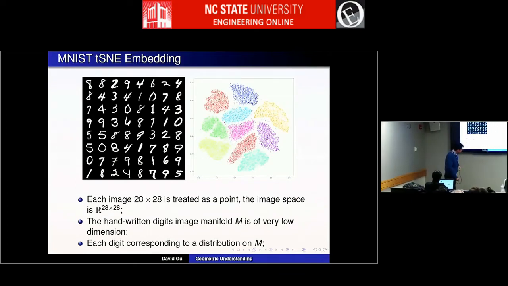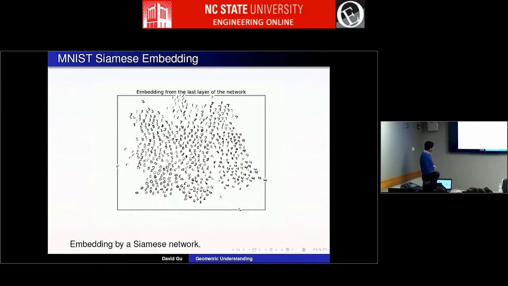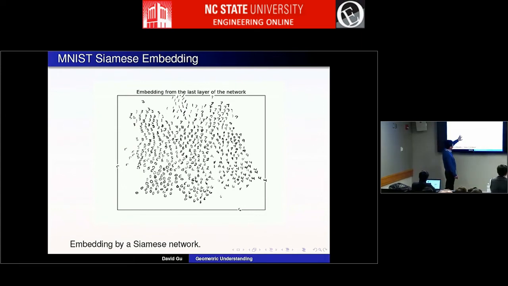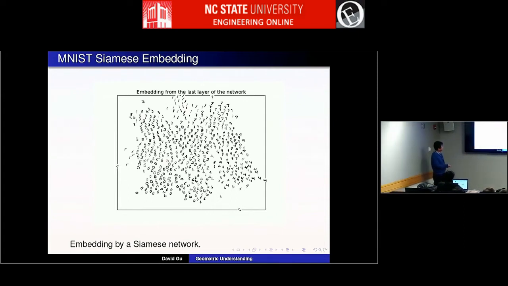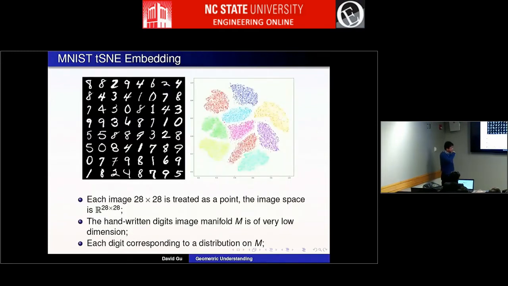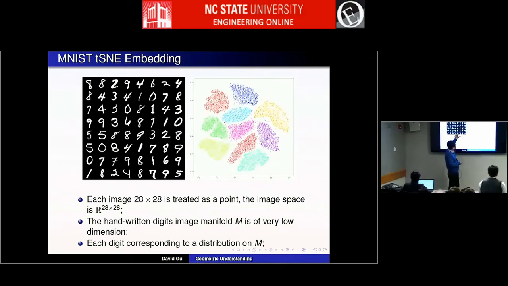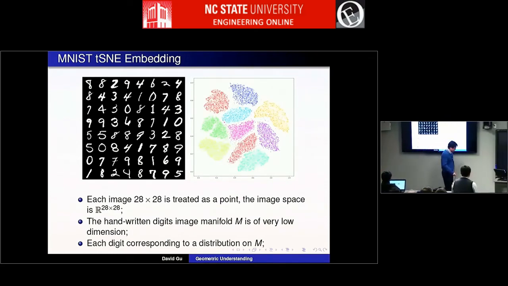If we use another deep learning method, like a Siamese network, we can embed the handwritten digit images into the 2D plane. Then we see the different clusters for the 10 digits. Therefore, we believe that one of the major tasks of deep learning is to find this mapping from the data manifold to the latent space.